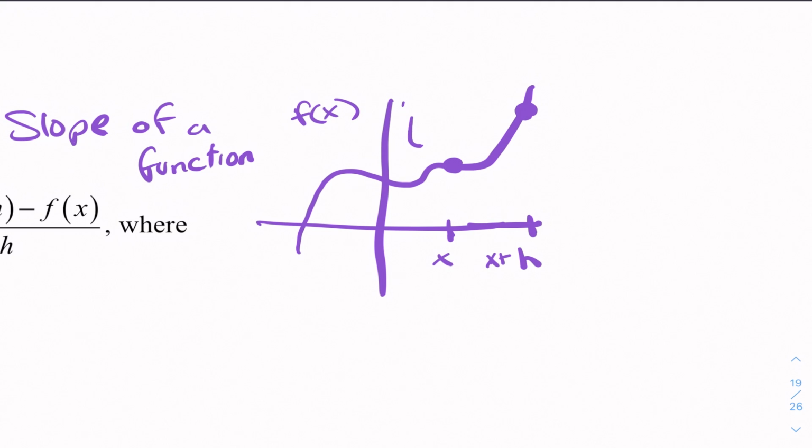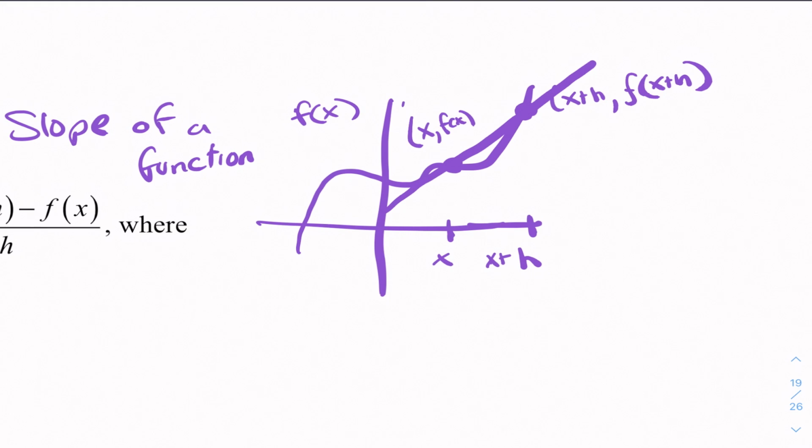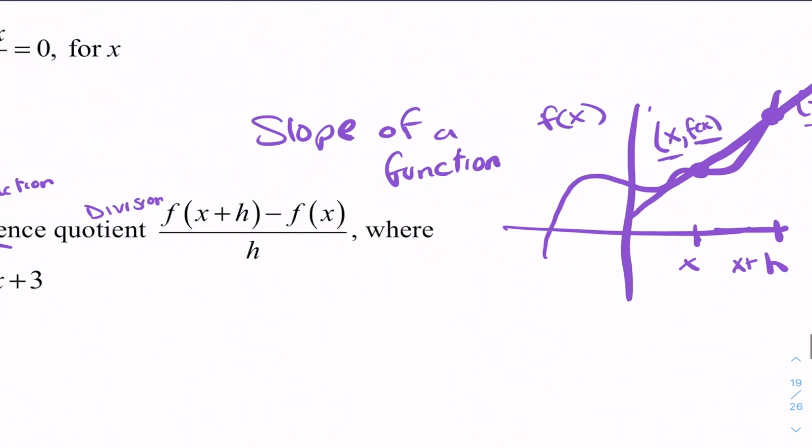The points are (x, f of x) and the second one would be (x plus h, f of x plus h), using our function notation. If I asked you to find the slope between the two of them, we'd take the difference in the y values and divide it by the difference in the x values. The only thing different in the difference quotient is that x plus h minus x, the x's go away, and we're just left with h in the denominator.